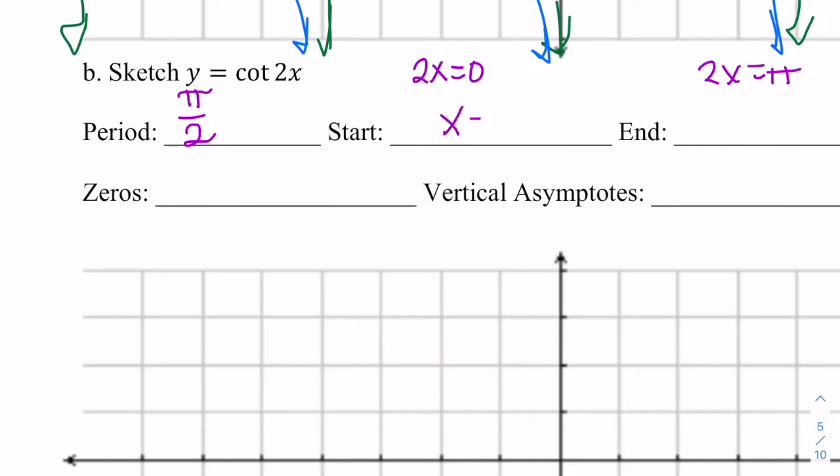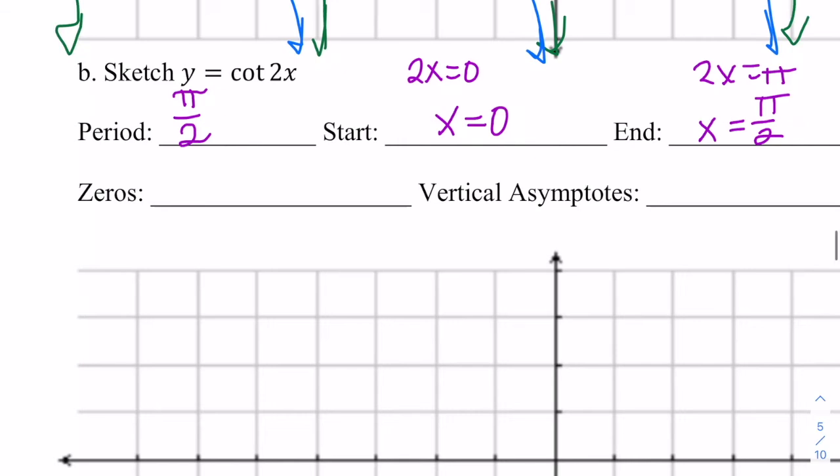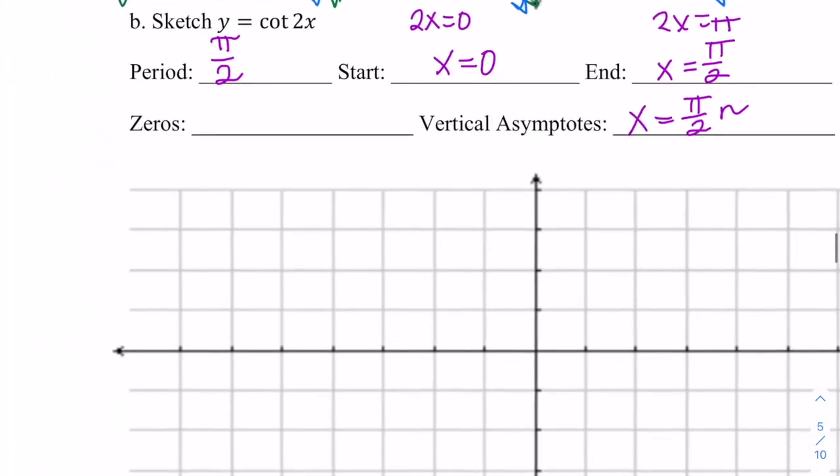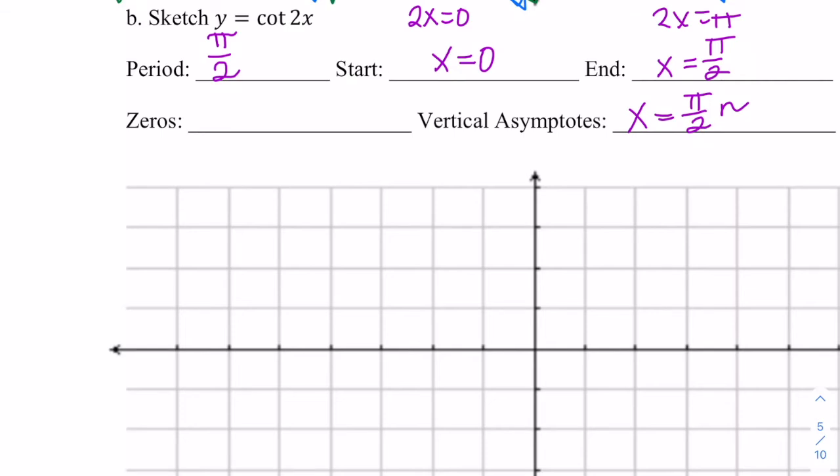Well, you can see right away, not too difficult of math, but you can see it's going to be 0 and pi over 2. So the vertical asymptotes are going to be pi over 2 and then plus pi over 2, plus pi over 2. So I could just write this as pi over 2 n. And then if we look at the zeros, let me just graph these here. I'll put pi over 2 here. And I'll put negative pi over 2 here.